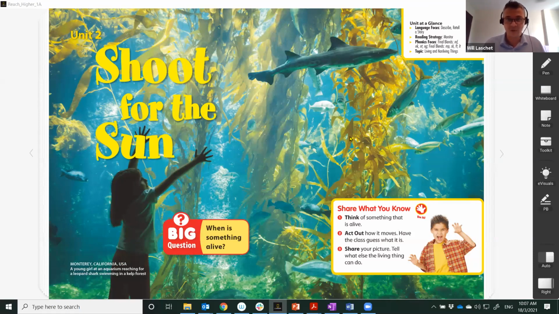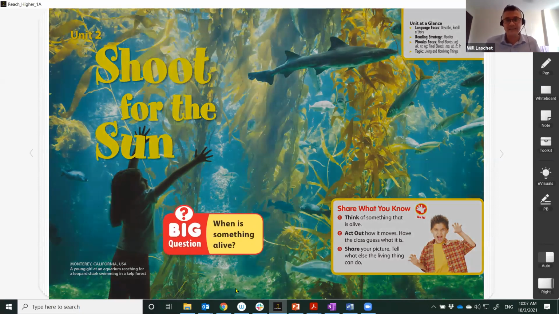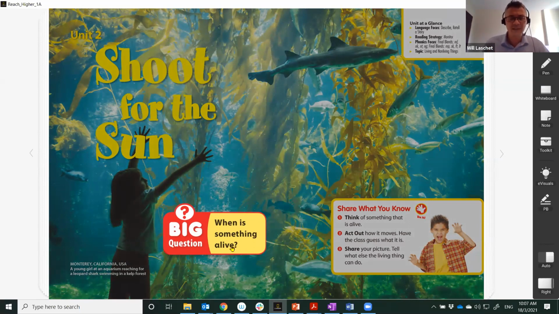Okay, so let's have a look. Each unit in Reach Higher revolves around what we call the big question. This is a kind of fascinating question to get the students interested in the unit. And the question that we're looking at today is, when is something alive? So let's see if we can explore this a little bit.